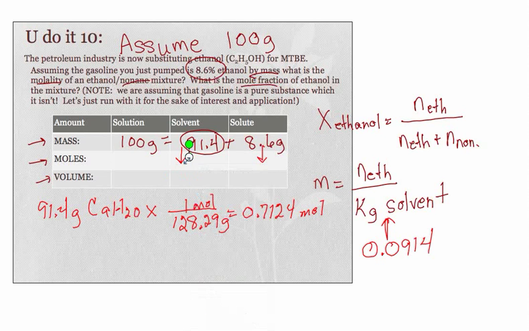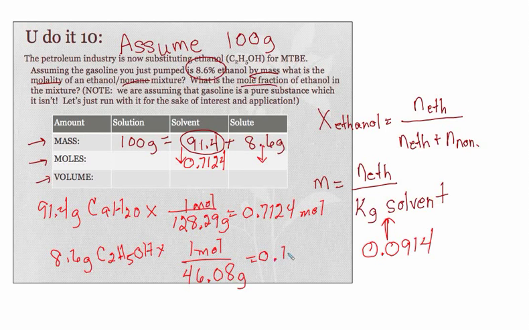So right now I'm going to put that up here. 0.7124. So that could be a handy piece of information. And the other is 8.6 grams of ethanol, C2H5OH. We've seen this before. You'll often be given molar masses anyway. 46.08 grams, 0.1866. So assuming I did all my calculations correctly, you now have everything you need.